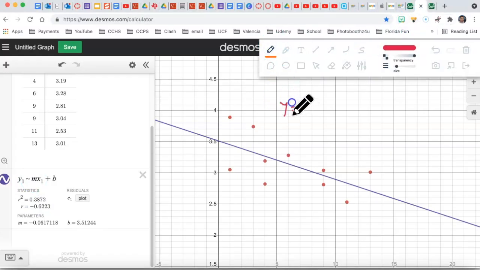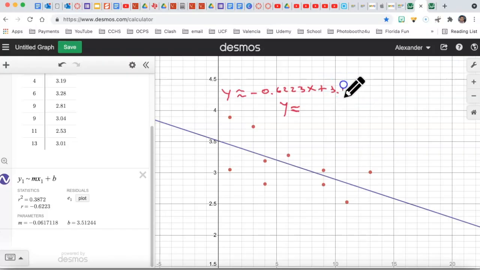So my equation, approximately equal, right? You don't want to write equal, you want to write y approximately equal to a negative slope, which is 0.6223 x plus 3.5124, and that's the line of best fit.